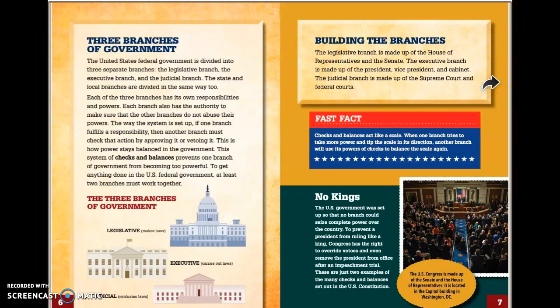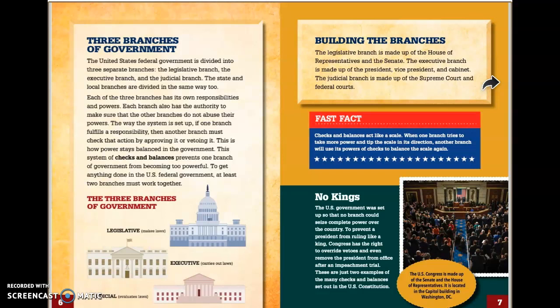Fast fact: checks and balances act like a scale. When one branch tries to take more power and tip the scale in its direction, another branch will use its powers of checks and balance to balance the scale again.